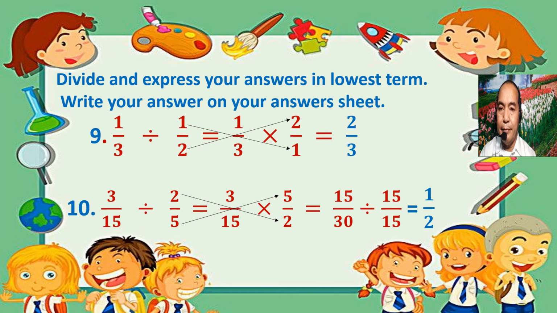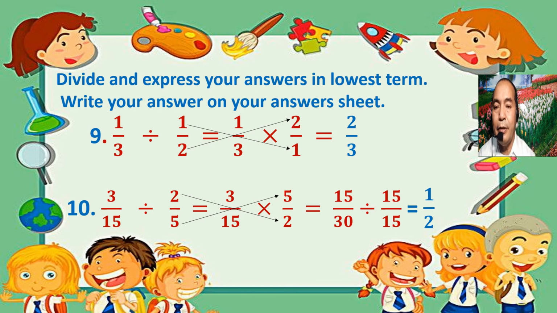Item number 9. 1/3 divided by 1/2. Again, we will invert the divisor, which is 1/2. It will become 2 over 1. So 1/3 times 2 over 1. 1 times 2 becomes 2. 3 times 1 becomes 3. Answer will be 2/3. The 2/3 is already in the lowest term because there is no common factor for the two numbers except 1. So that becomes our final answer.